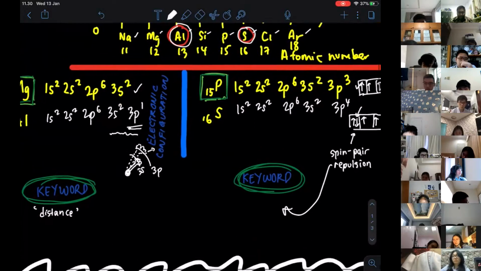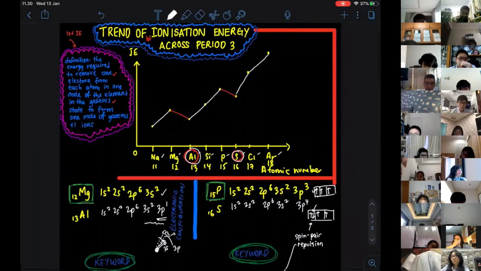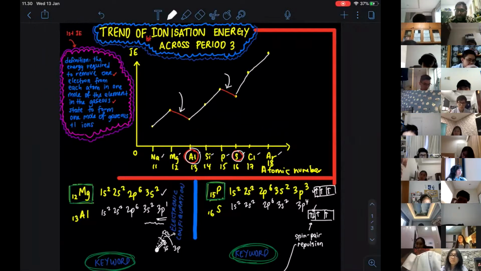So if you look at the graph over here, the important thing to tell is the distance for magnesium to aluminium, and the important thing that you need to tell for phosphorus to sulfur is the spin pair repulsion. That is our today's lesson.